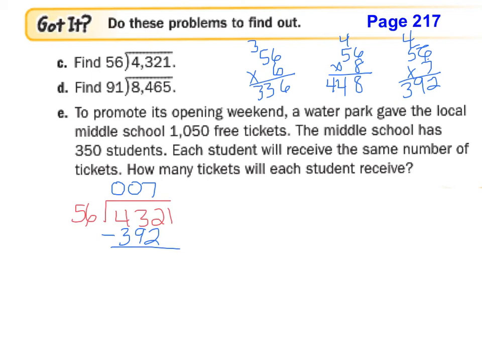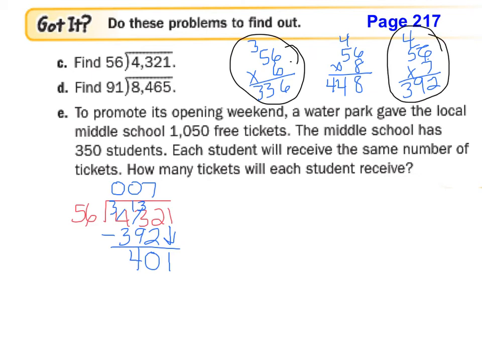Now I'm going to subtract. I get 0. I'm going to have to borrow because 9 can't come out of a 3, but 9 can come out of 13, which is 4. And 40 is less than 56, so I'm good to go. Now I bring down the 1. So when I did 56 times 6 up here, I got 336. When I did by 7, I got 392. That's the one that's closest to my number, so I'm going to do that one.